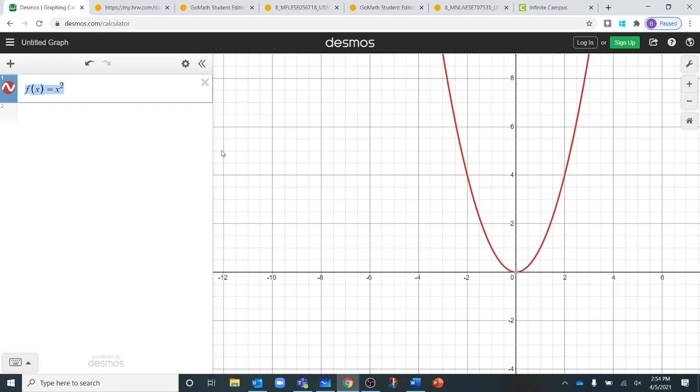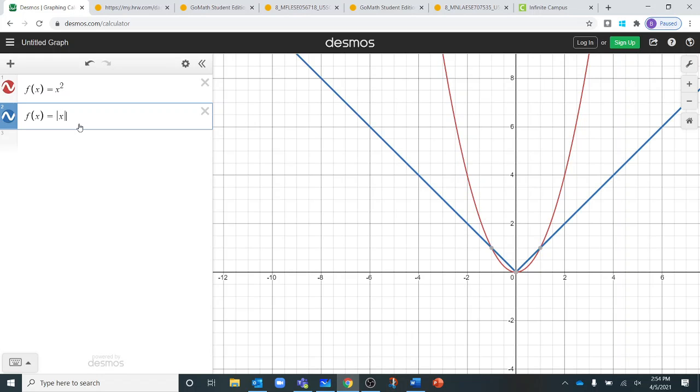If you remember back to absolute value, which I know was not anyone's favorite topic, we had the parent function, which was f of x equals the absolute value of x. And it actually looked similar to this. I'm going to go ahead and put that in, f of x equals the absolute value of x. There we go. Same idea, it increases on both sides. And our quadratic function does the same thing, it increases on both sides.